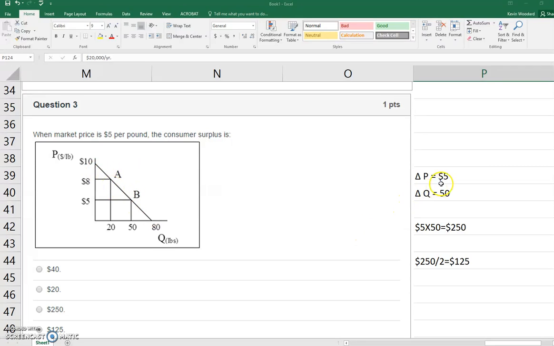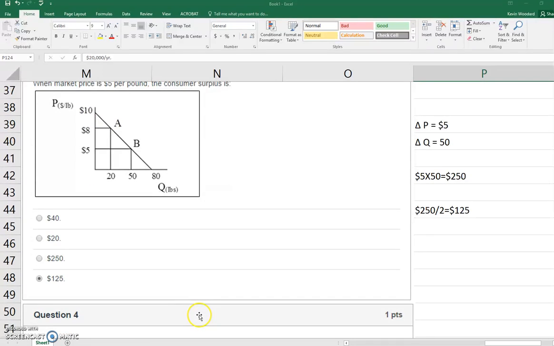So our first thing is that we have a price of $5, because it says $5 per pound. At $5, I'm willing to buy 50 of them. So 5 times 50 is 250. We're going to divide that by 2 because we need to get rid of this other half, and that's going to come up with 125. So our answer for this is 125.